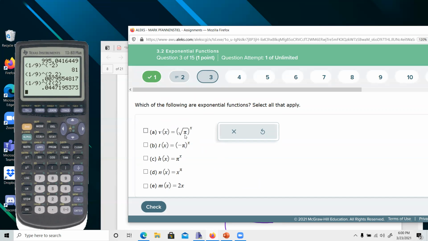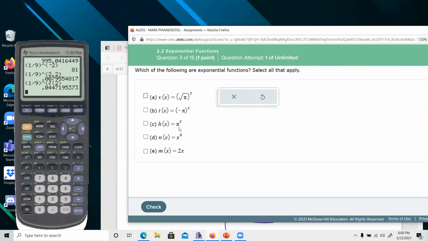Which of the following exponential functions? B could be anything as long as it's positive, so not this one. And it can't be 1. So this is fine. This one is not. This one's fine. This one isn't because the exponential, right? The variable has to be in the exponent position. And again, the variable has to be in the exponent position. So this one is not. This one is not. This one is. This one is not because it's negative. This one is because we don't care what the base is as long as it's positive.